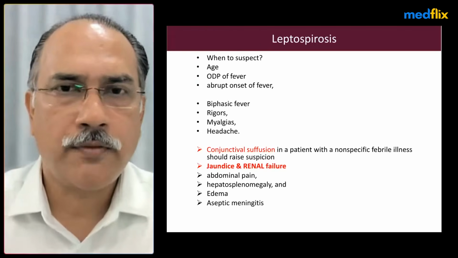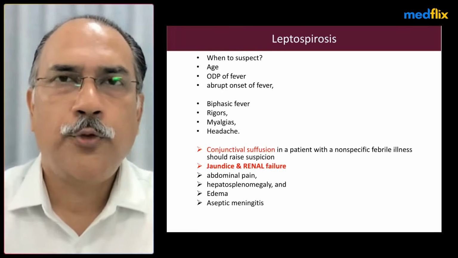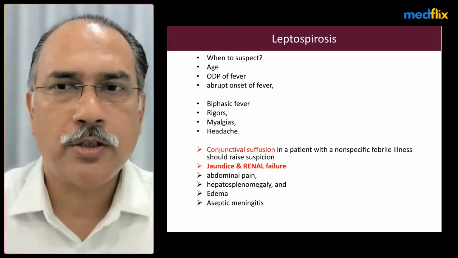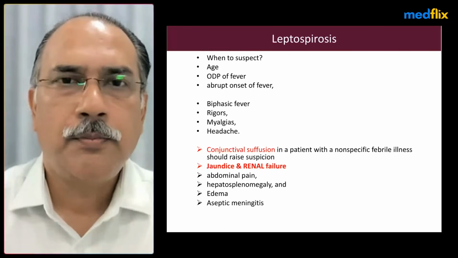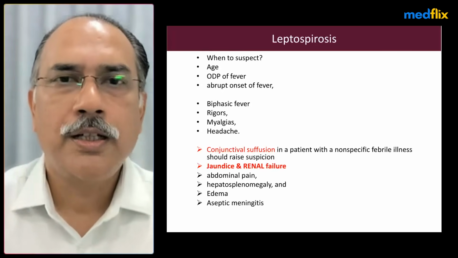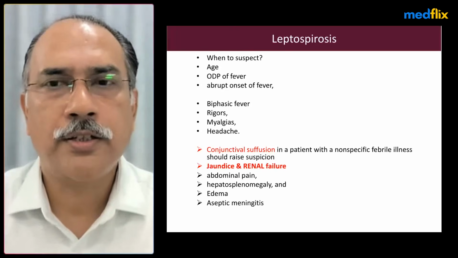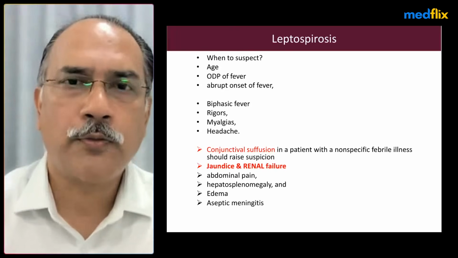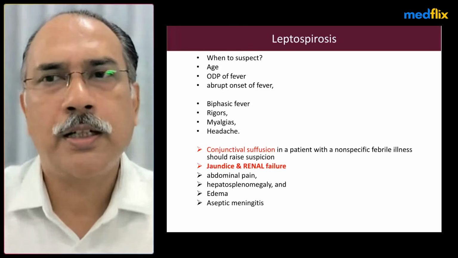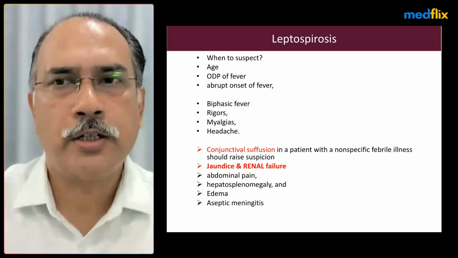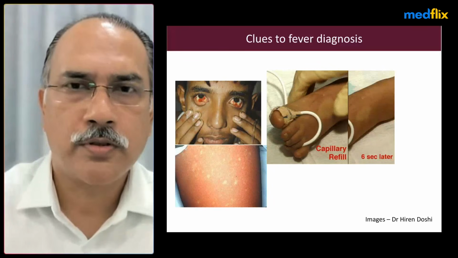Leptospirosis, when to suspect, we have already looked at this. If you have a history of wading in the water, which almost all of us will have, but biphasic fever, jaundice, renal failure, conjunctival suffusion, and prolonged fever, hepatosplenomegaly, are important pointers towards leptospirosis.